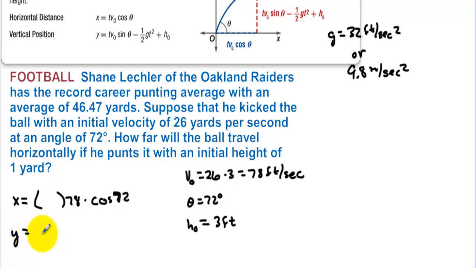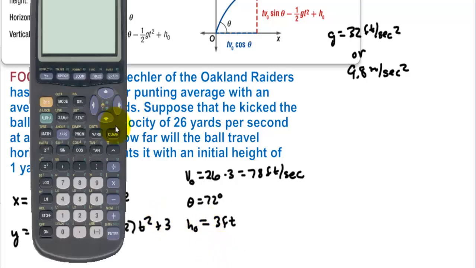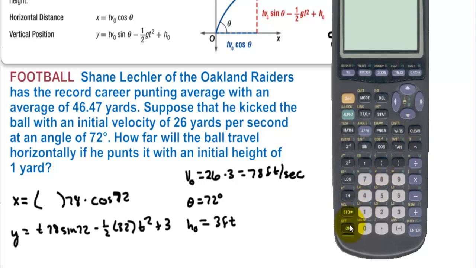We have y equals t times v naught, which is 78, times the sine of 72 degrees, minus 1/2 times g. G in this case is 32 feet per second squared, times t squared, and then plus 3 feet for the initial height. Let's plug this into the calculator, and we're going to find out when the ball hits the ground. We're going to find out how long that took. So we're going to grab our calculator.